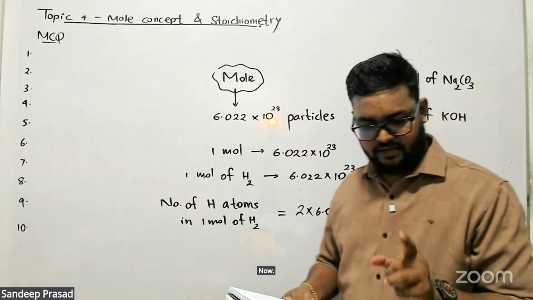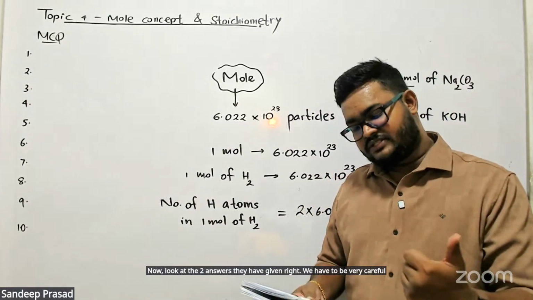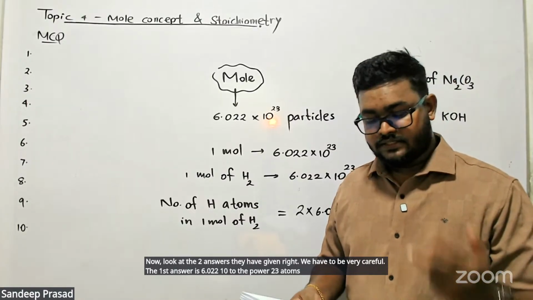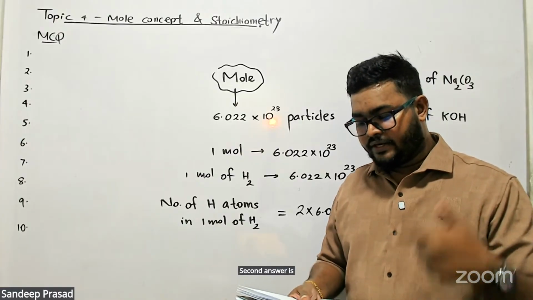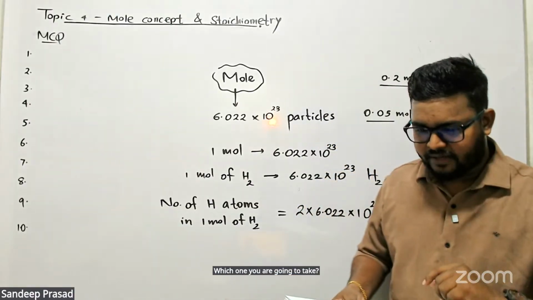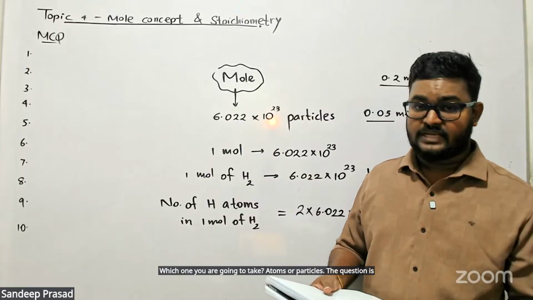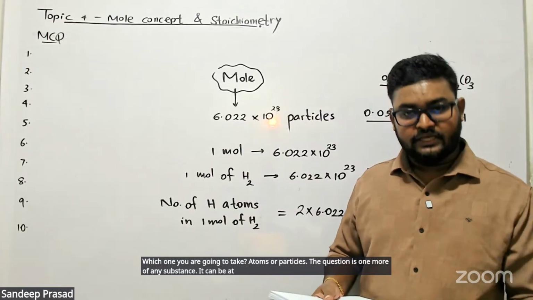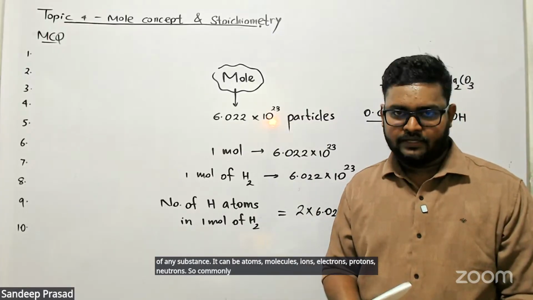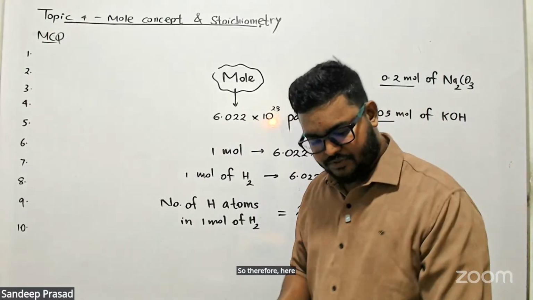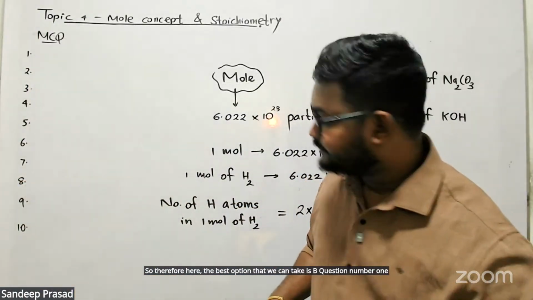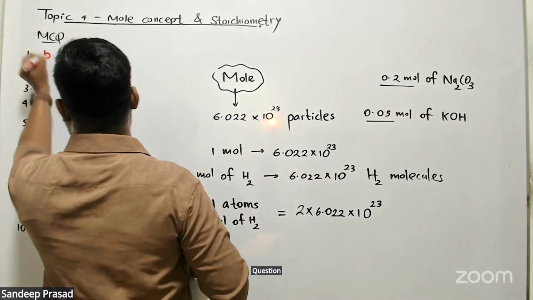Now look at the two answers they have given. We have to be very careful. The first answer is 6.022 × 10^23 atoms. The second answer is 6.022 × 10^23 particles. Which one are you going to take, atoms or particles? The question is 1 mole of any substance. It can be atoms, molecules, ions, electrons, protons, neutrons. So commonly we can say particles. Therefore the best option is B. Question number 1, answer is B.